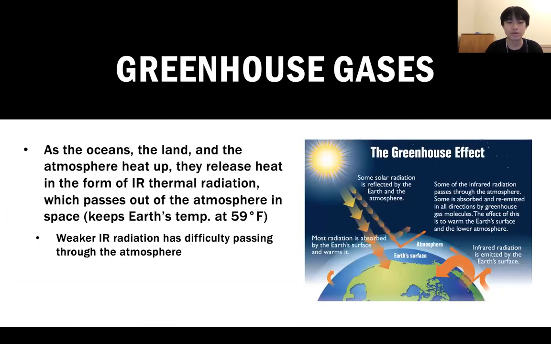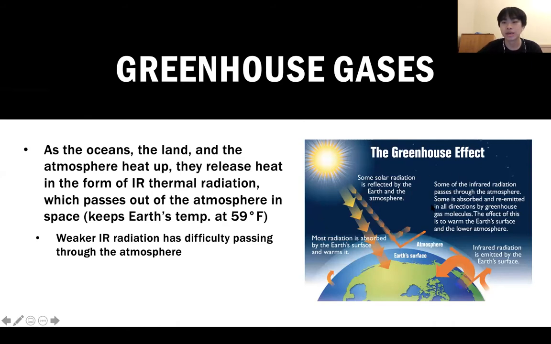However, as they absorb this radiation, the oceans, the land, and the atmosphere heat up, and they release heat in the form of infrared thermal radiation, which passes out of the atmosphere into space, but this actually helps keep the Earth's atmosphere at around 59 degrees Fahrenheit. However, weaker infrared radiation has difficulty passing through the atmosphere, so this leads to global warming.